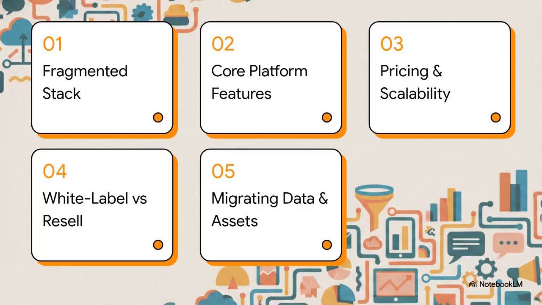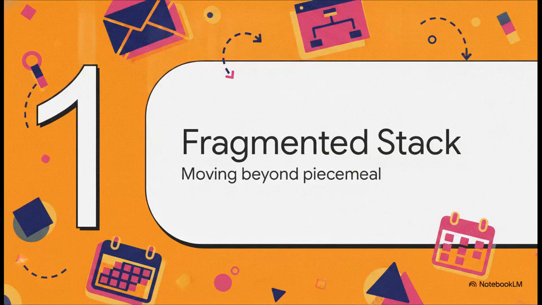To impartially unpack the marketing claims out there, we're going to organize our analysis into 5 key themes. We'll look at the fragmented marketing stack, compare core platform features, dive into pricing models and scalability, explore white labeling versus reselling, and finally talk about migrating data and assets. Section 1. The fragmented marketing stack.